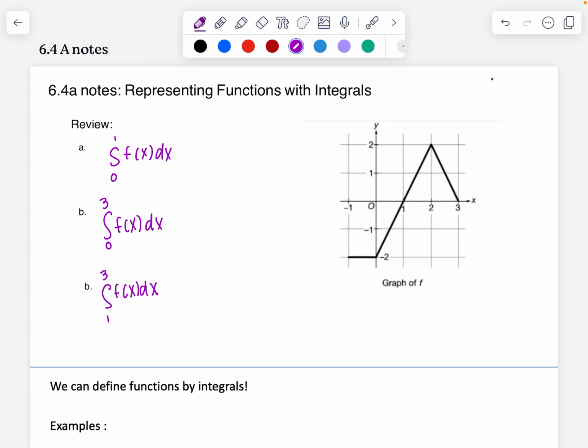There's going to be two parts to the 6.4 notes, but today we're going to start by talking about how we can represent functions with integrals. And so before we get there, we're going to just do some review problems.